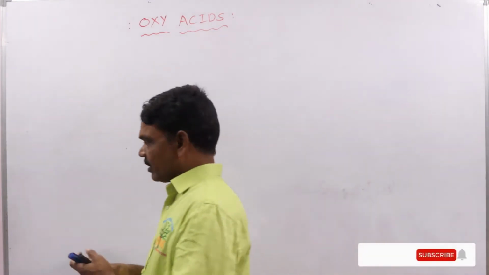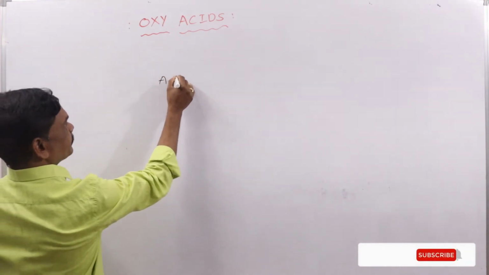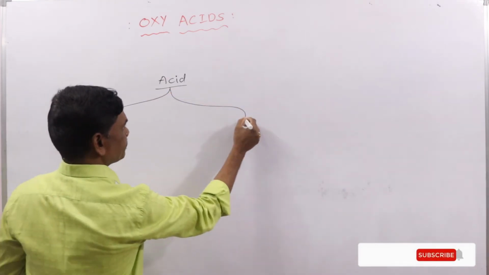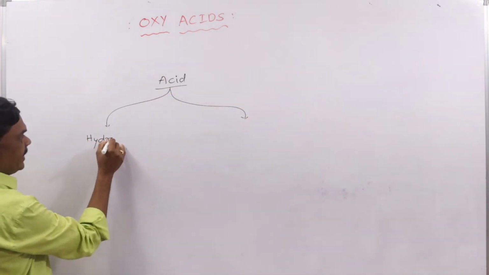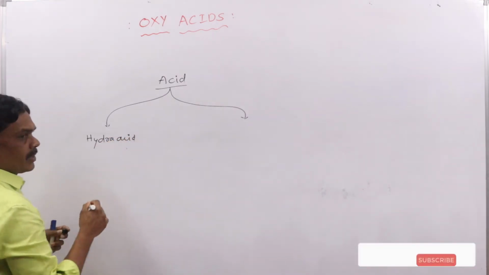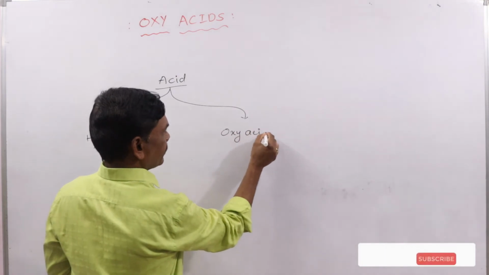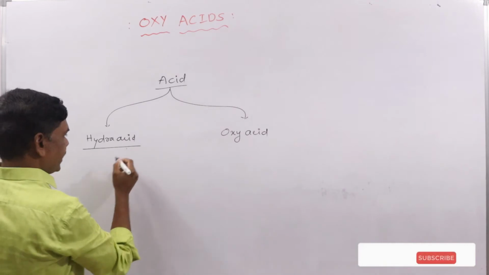two types. Okay, so now this is an acid. It is broadly classified into two types. In that, the first one is what? Hydra acid. Second one is what? Oxy acid.